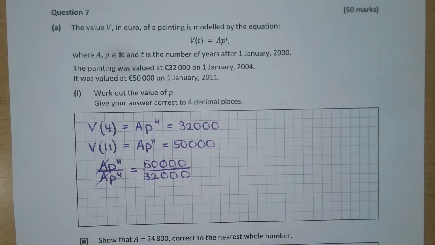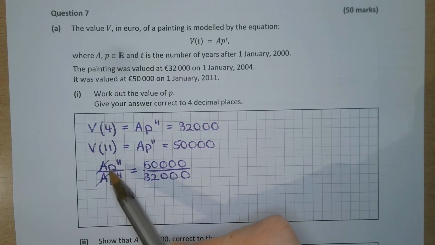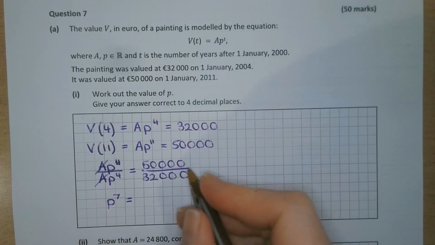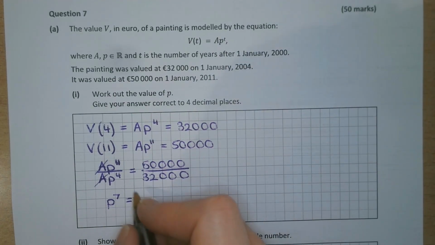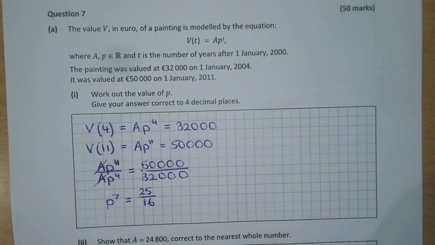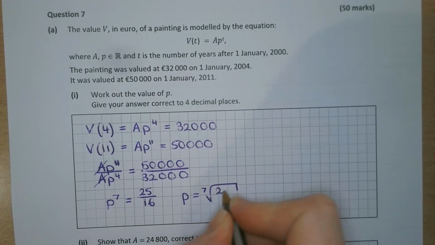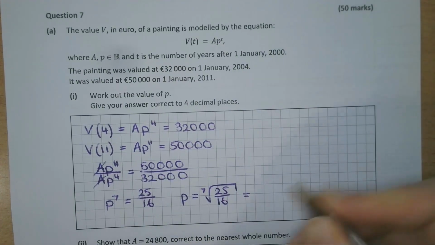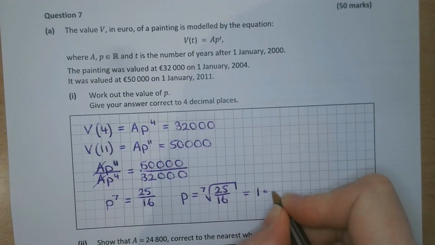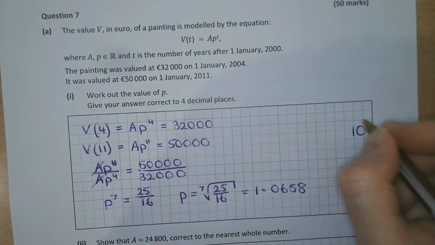What that allows me to then do is some cancelling here to just find P. My two A's will cancel each other, dividing the top and bottom by A. And here we have our rules of indices that we can use. When we're dividing, we take away. So that's going to give me P to the power of 7 is equal to, and using my calculator, I can simplify this to 25 over 16. And if I want to find out what P is, I'm going to find the 7th root of 25 over 16 using my calculator. It does tell me in the question to leave my answer correct to 4 decimal places, so I'm going to leave it as 1.0658. And that was 10 marks.